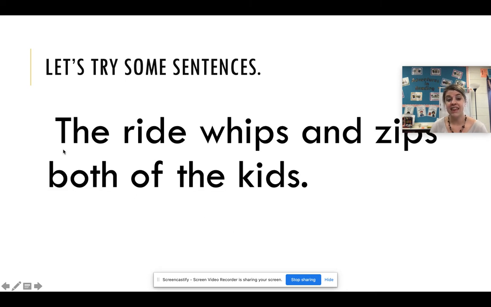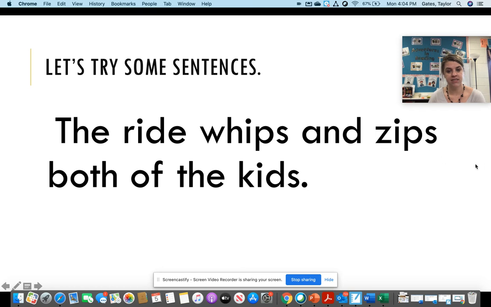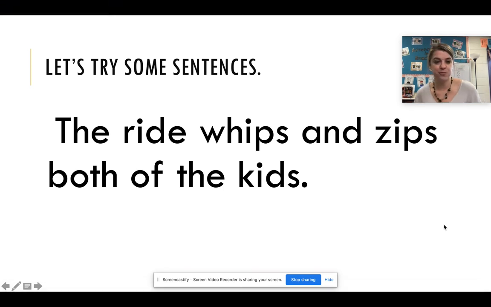All right, the T-H-E, ride, whips, and zips, both of the kids. Oh, it's got a Z sound, but it actually ends with an S. Good job. Don't forget to take a picture of these and send them to Miss Gates.